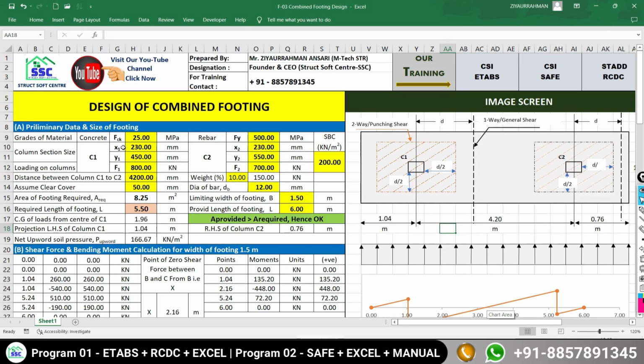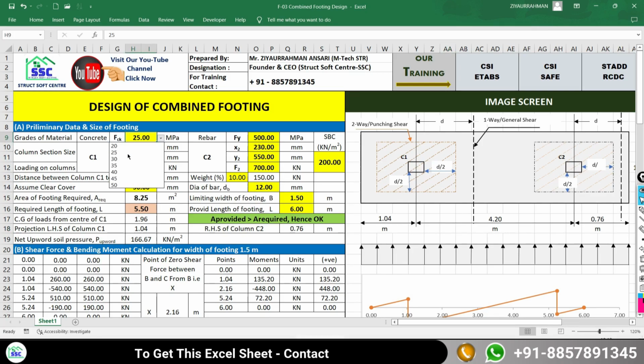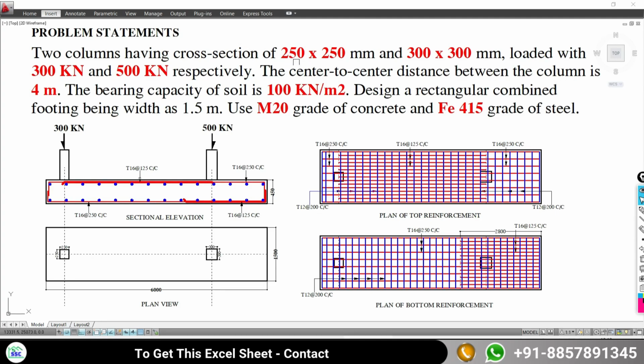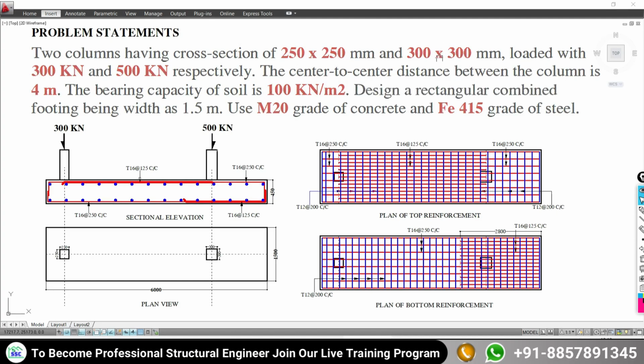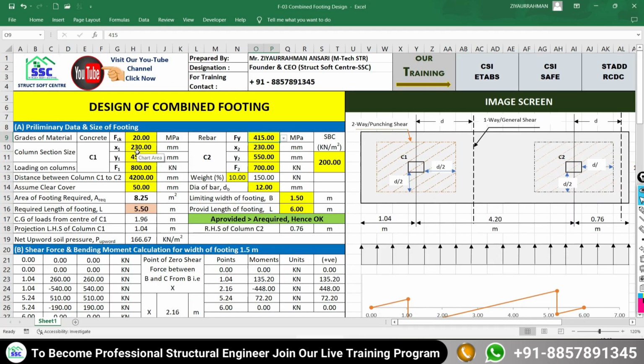Now first of all, we have to put in the grades of material. So the grades of materials are M20 for the concrete and Fe415 for the steel. Thereafter, the sizes of your columns, as in your problem statement, 250 by 250 and 300 by 300. Both of the columns are subjected to 300 kilonewton and 500 kilonewton respectively. So I am going to put that in our Excel sheet.